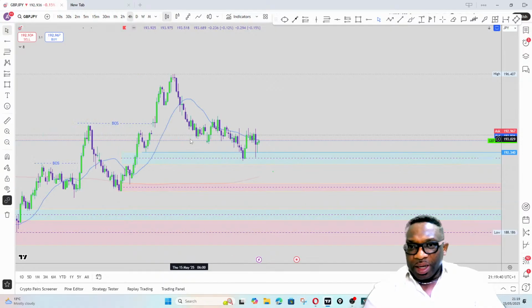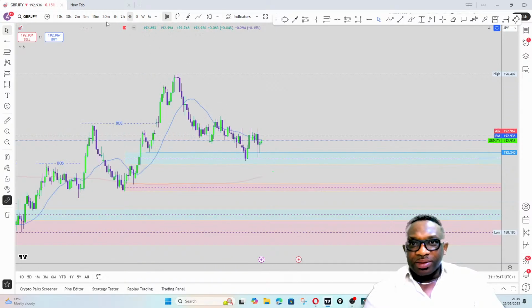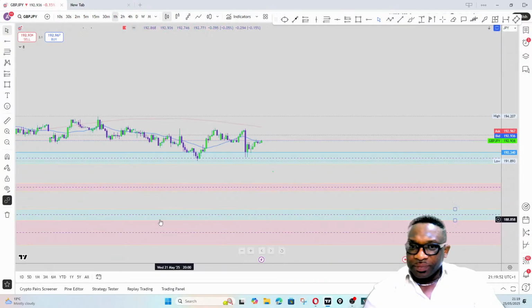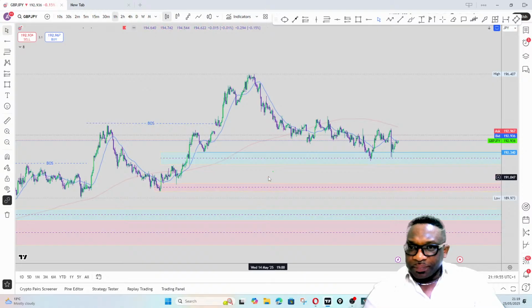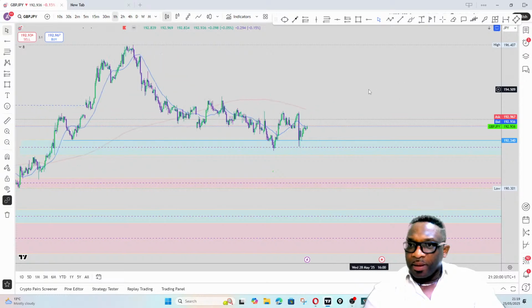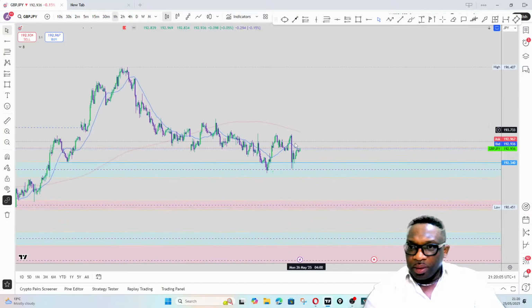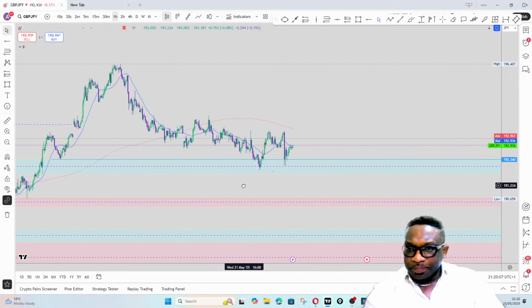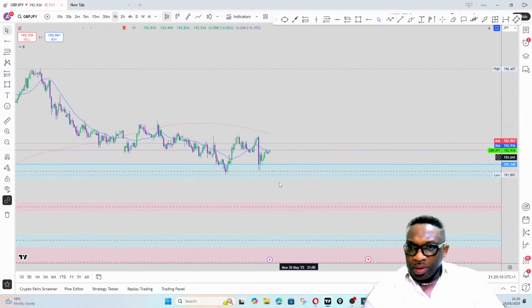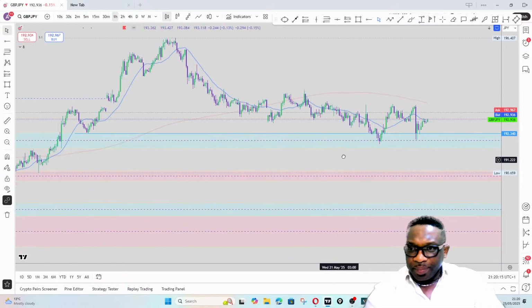So as we identified on the daily time frame, we are in a bullish market. So let's go to the 1-hour charts. Let's see. So on the hourly charts, this is what we have here.